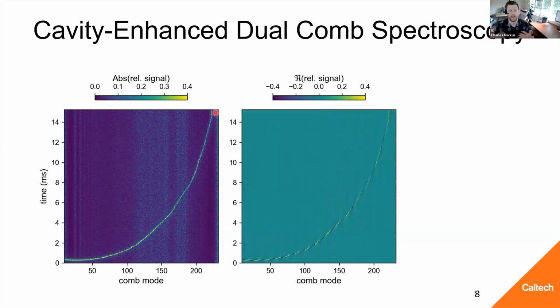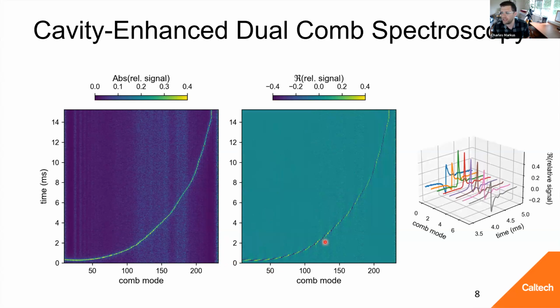But being a heterodyne detection, we have both a real and imaginary component of the signal. So here, if we just look at the real part, we get this candy cane-like structure, which, if we look at different cross sections in time for these different comb modes, we see that the phase is rotating as we go through these different cavity transmission signals, which is just due to the different path lengths from the reference and LO comb to the respective detectors.